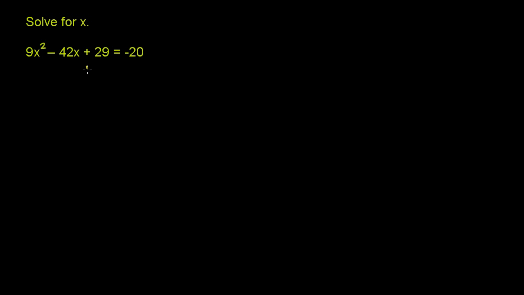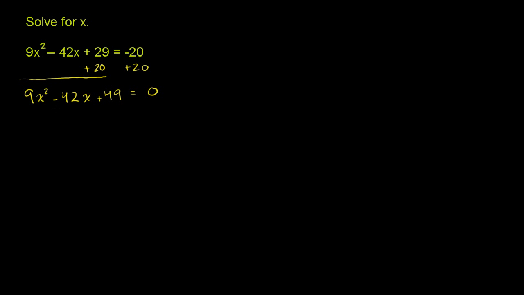And the best way I can think of doing that is just to add 20 to both sides of this equation. So if we add 20 to both sides of this equation, then we are left with, on the left-hand side, 9x squared minus 42x plus 49 is equal to 0. Now we have a quadratic expression equaling 0. Now we have a nice quadratic equation, and we can factor this thing on the left-hand side.